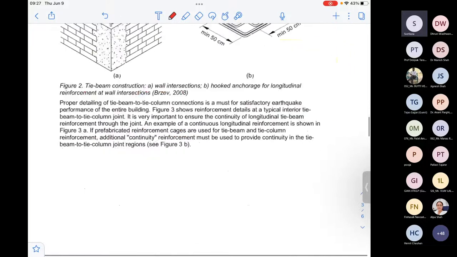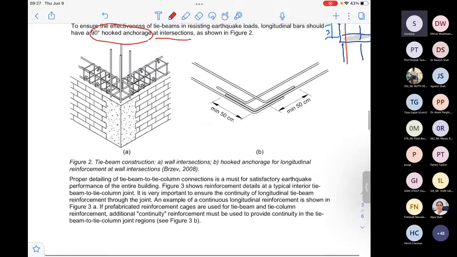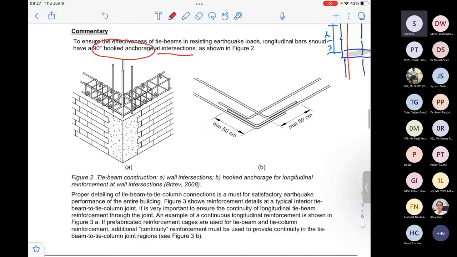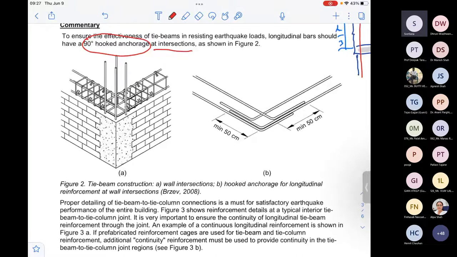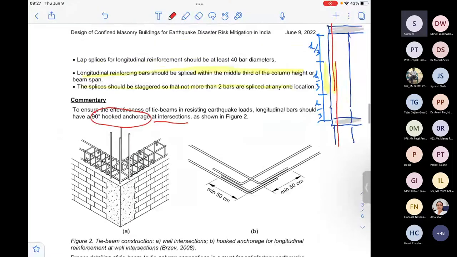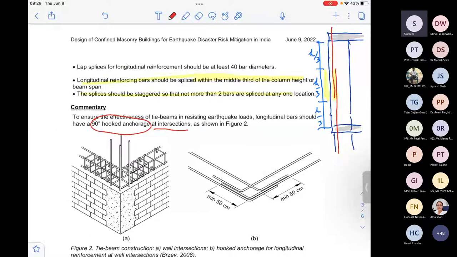Okay. So this detailing of tie beam, this is maybe a good place to say that we discussed that one of the reasons that confined masonry is, I would say, a safer construction practice than reinforced concrete frames is because of construction issues and more simplicity in construction compared to reinforced concrete frames. It is still important to have some rules regarding the joint zone.